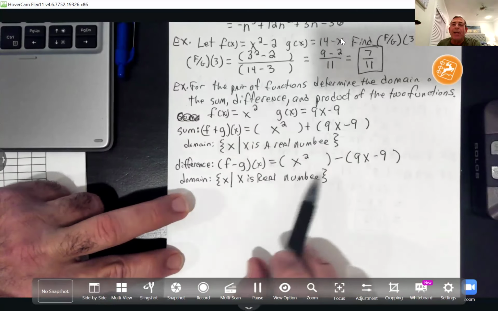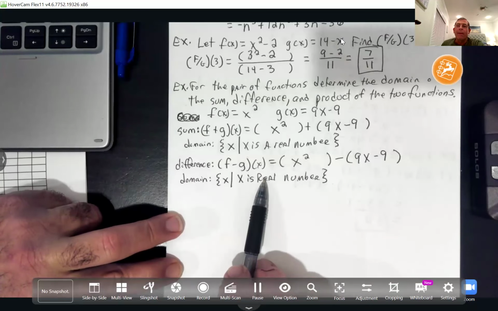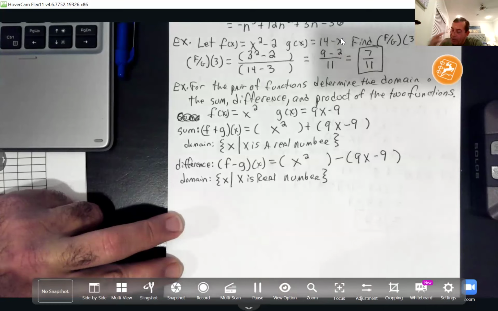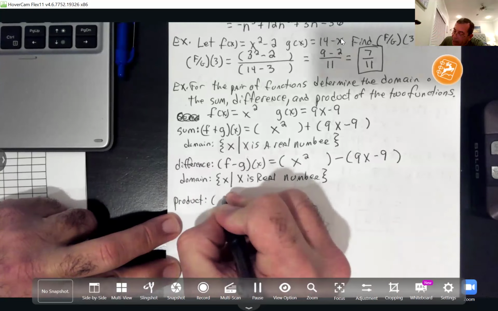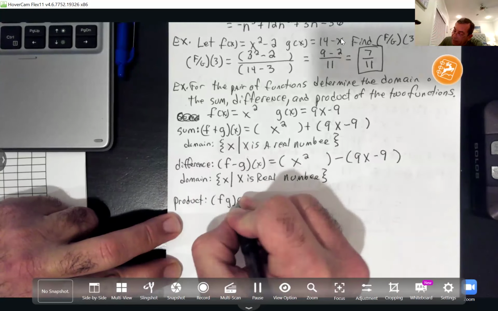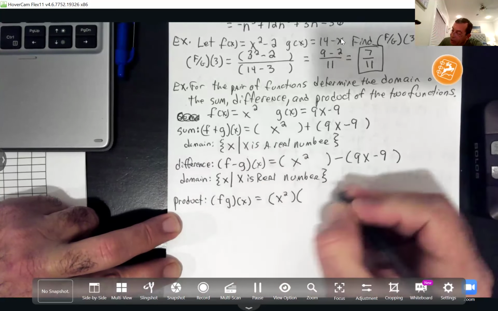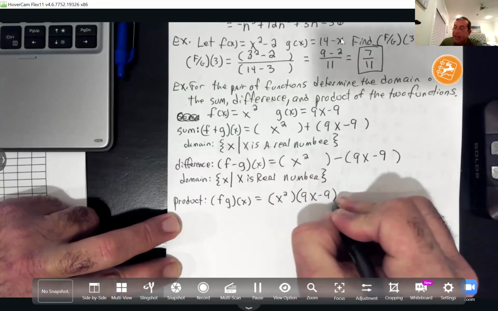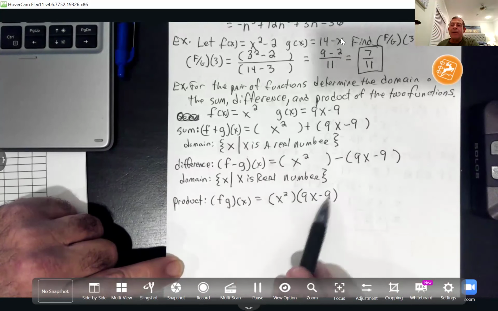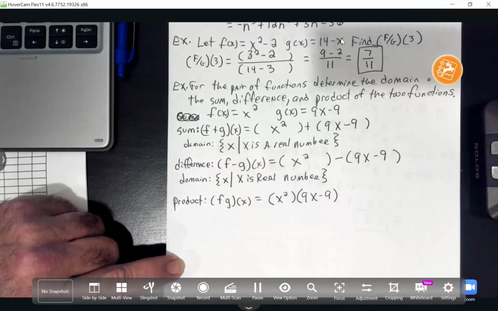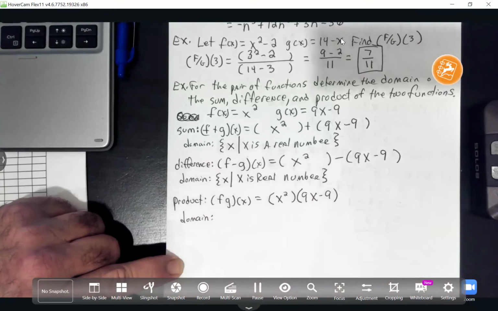Usually when you're doing domain and you got two functions, adding and subtracting always have the same domain. Even a product, usually. Watch this, the product. That'll be f times g of x. That'll equal my f, which is x squared, times my g, which is 9x minus 9. So I got these two functions I'm multiplying. Do you have any restrictions on their domain? No. So that means our domain is all real numbers.